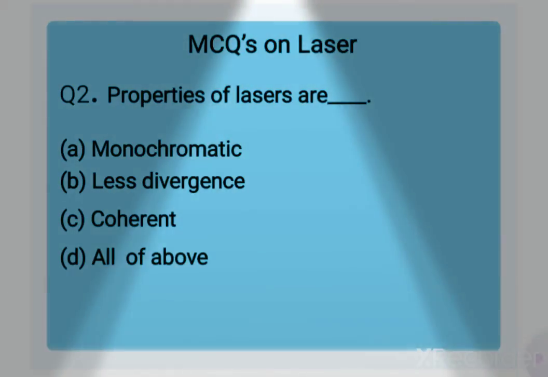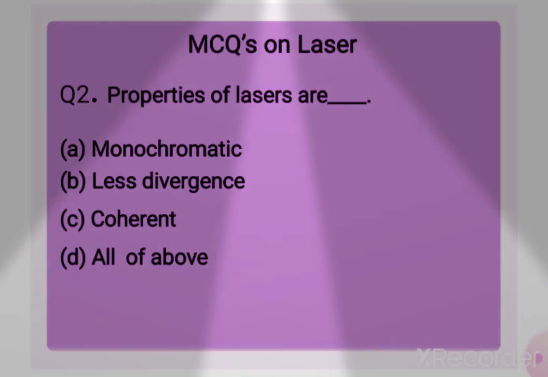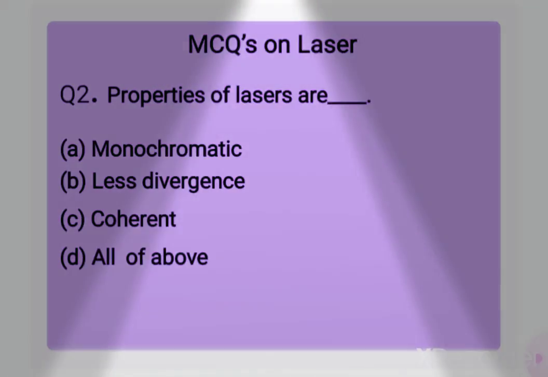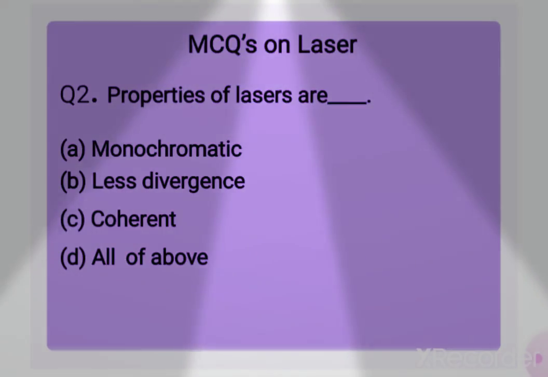Question number 2: the properties of lasers are... As we know, the properties of laser are monochromatic, low divergence, unidirectional, highly energetic, coherent, and having very high intensity. So these are the properties of laser, and therefore the answer to this question is D, all of the above.